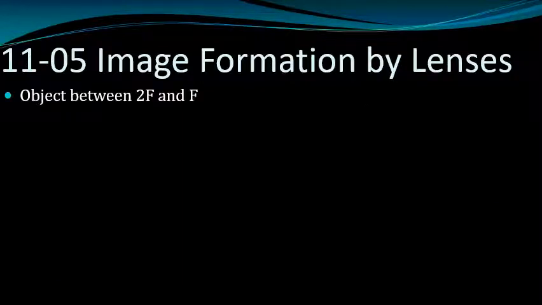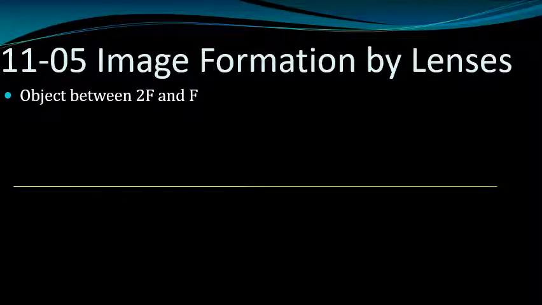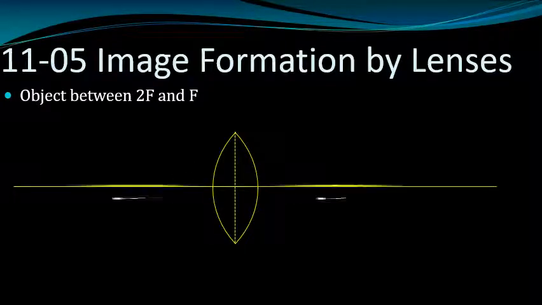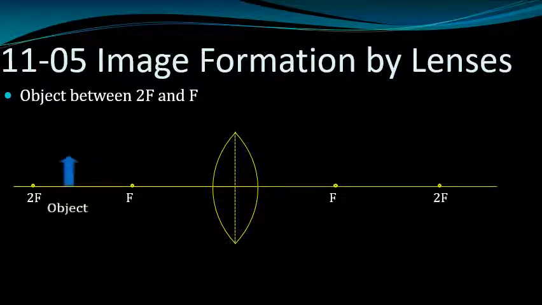Let's try a different one. This time, let's put the object between 2f and f. So I have the principal axis, our lens, f, and 2f. Make sure you measure carefully. You can't guess. You must use a ruler when doing these, or else it is all messed up. Alright, so my object is there between 2f and f.